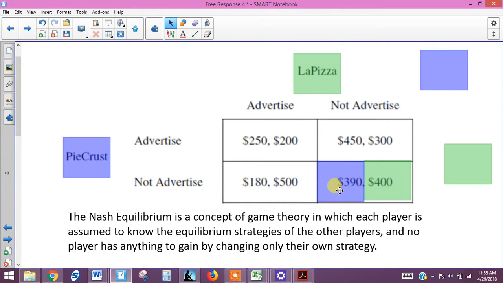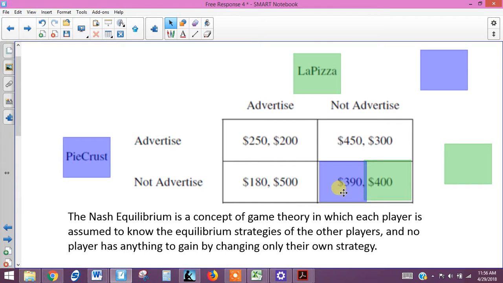Now, from the perspective of pie crust, they would want to move as well up to here, right? Because if they know that La Pizza is going to not advertise, then they're going to want to be not here, but here, okay? So that doesn't work. This one doesn't work at all.